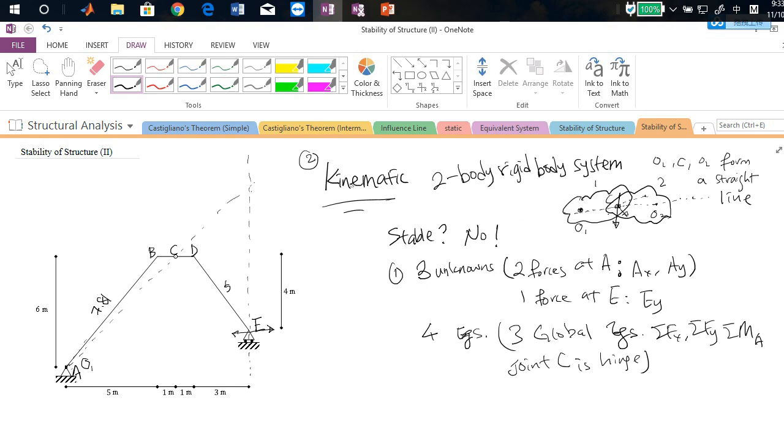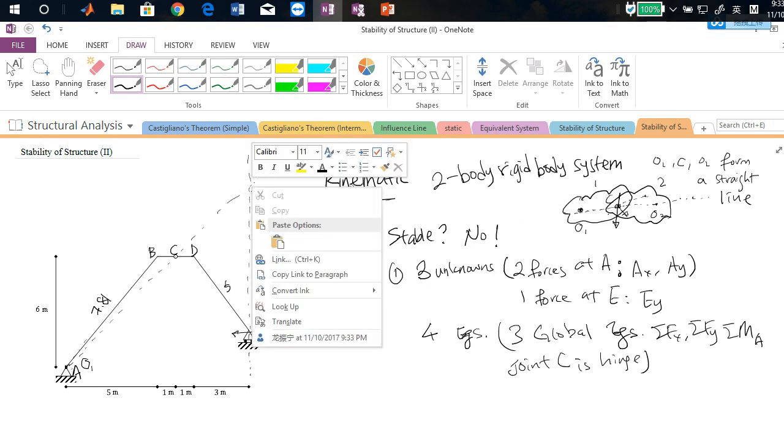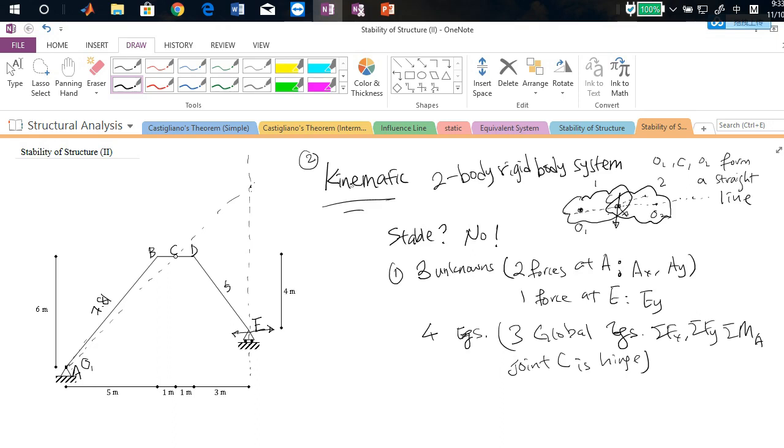We see that O2, O1 and C form a straight line. So this structure is unstable. Again, I need to remind you that the stability of the structure has nothing to do with the loading. It's unstable because the system can rotate. It's free to move.